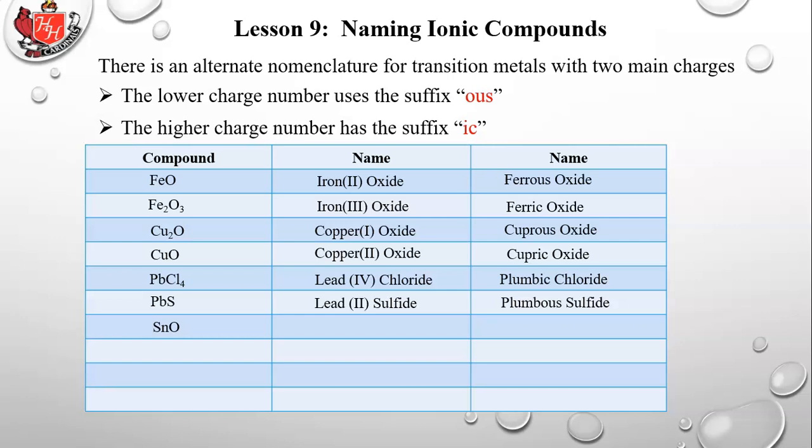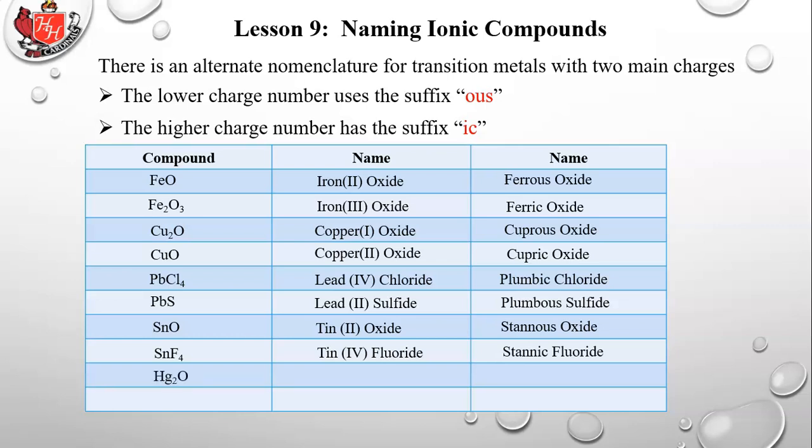Sn is tin. So this is tin 2 oxide. Tin can either be 2 or 4. So that's going to be stannous oxide because 2 is the lower of the possible charges. Or you can have SnF4. So that's tin 4. That's the higher of the 2. So that can be -ic. That can be stannic fluoride right there.